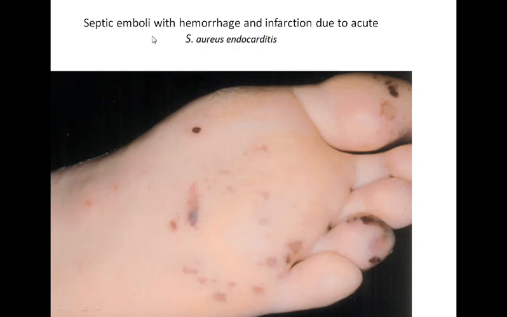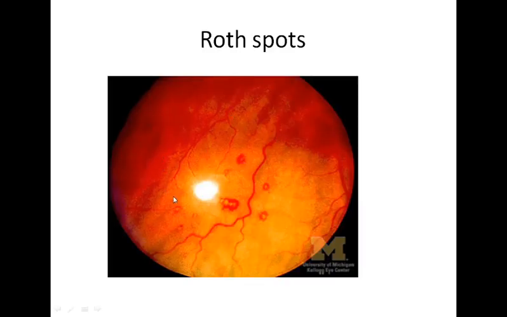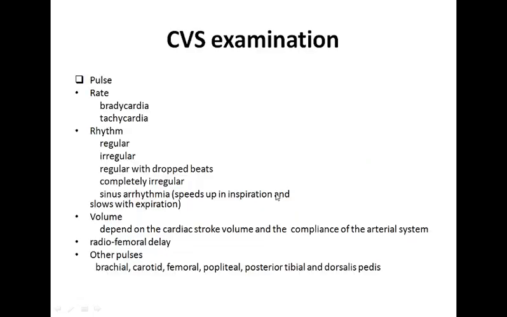Here you can see septic emboli with hemorrhagic infarction due to acute staphylococcus endocarditis, which can cause acute endocarditis. Here you can see septic emboli. So if you're suspecting a patient with endocarditis, another physical sign you have to check is Roth spots. Here you can see a Roth spot, central pale, peripheral reddish area. So using an ophthalmoscope, you have to check for this physical sign.